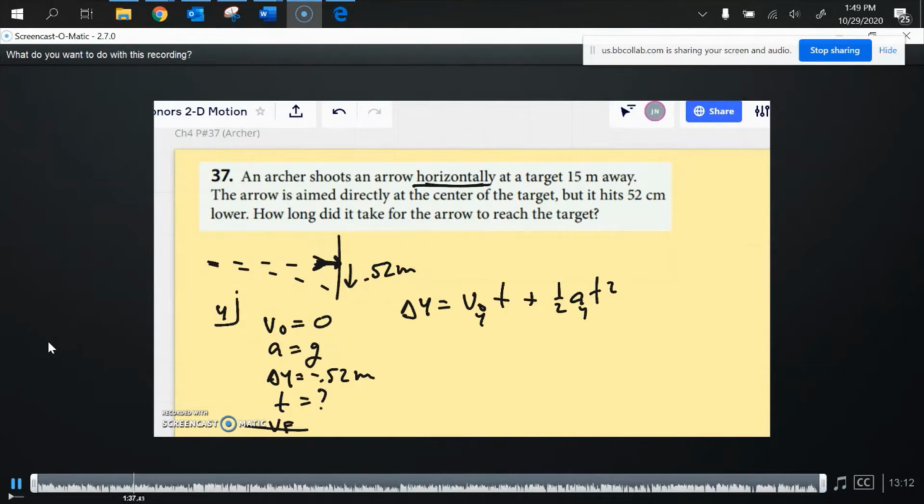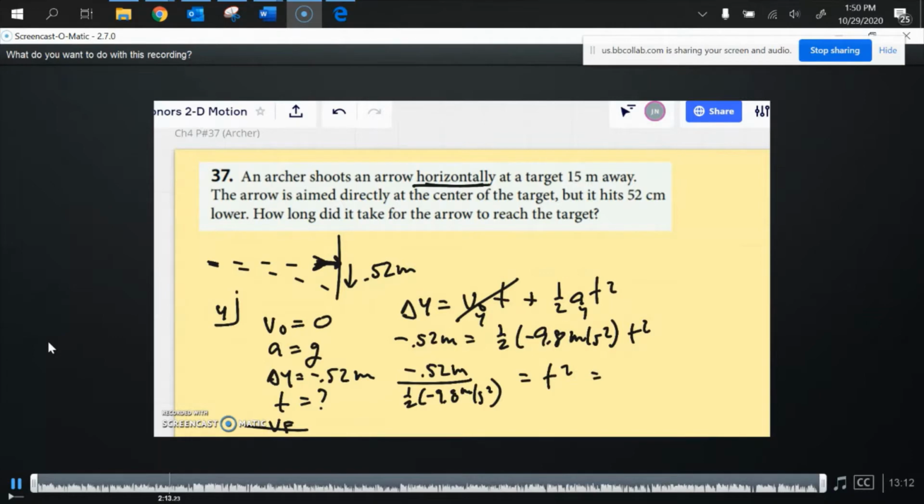So the y velocity is going to be 0. Initial y velocity is going to be 0 because it was shot perfectly horizontally. And so the y displacement is going to be negative 0.52, not 15. They put that there to try to trick you. We're not going to be tricked. Half of negative 9.8 meters a second squared, and the time squared. So I'll take and divide the 0.52 meters by half and by negative 9.8 meters a second squared to get the time squared.